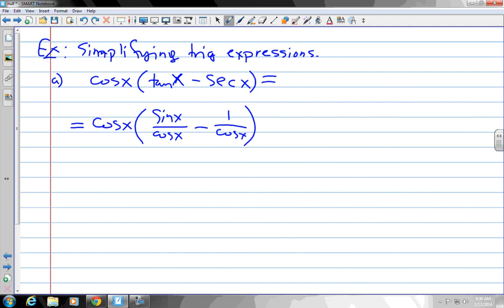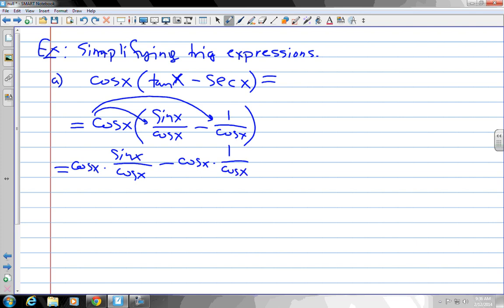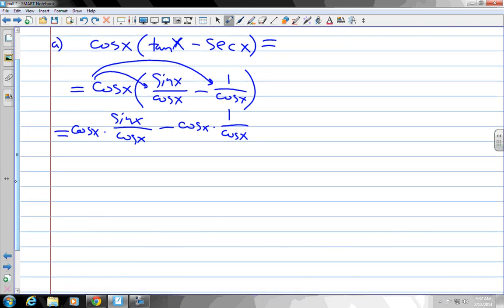Okay, distribute the cosine. Perfectly okay. You go times this, times that. So you're going to end up with cosine x times sine x over cosine x minus cosine x times 1 over cosine x. Absolutely nothing wrong with that. I just don't want you to be scared of these problems. You just start somewhere, and you're going to get somewhere, okay? You might take a detour somewhere, but you'll get to the right place.